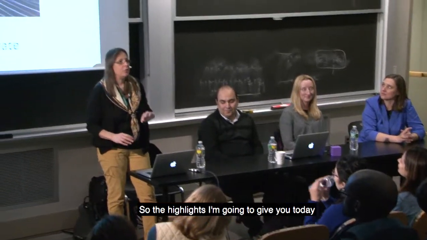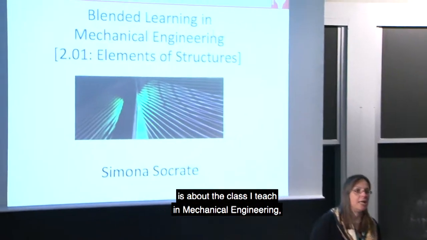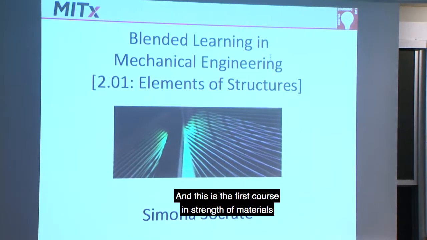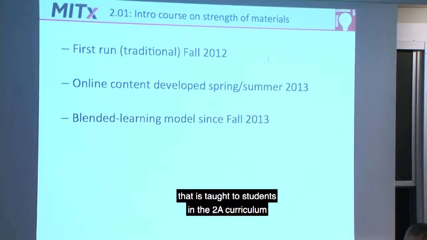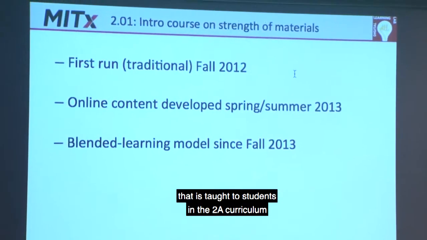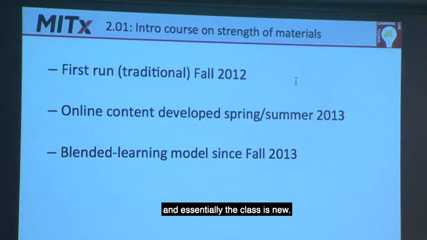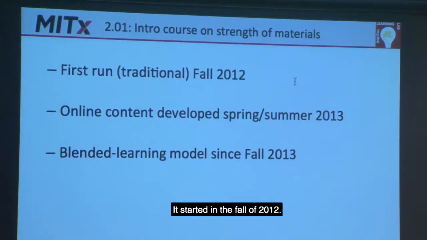The highlights I'm going to give you today are about the class I teach in mechanical engineering. It's 2.001 Elements of Structures, and this is the first course in strength of materials taught to students in the 2A curriculum in mechanical engineering. So these are sophomores coming in. Essentially, the class is new. It started in the fall of 2012.